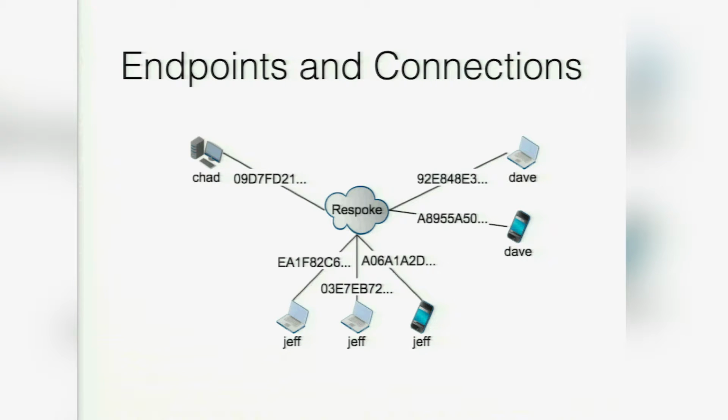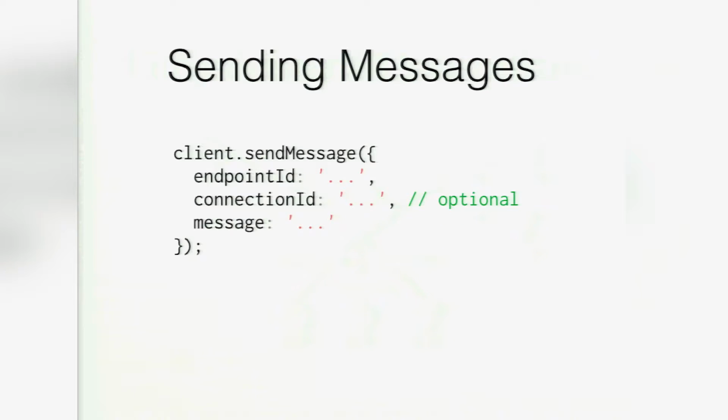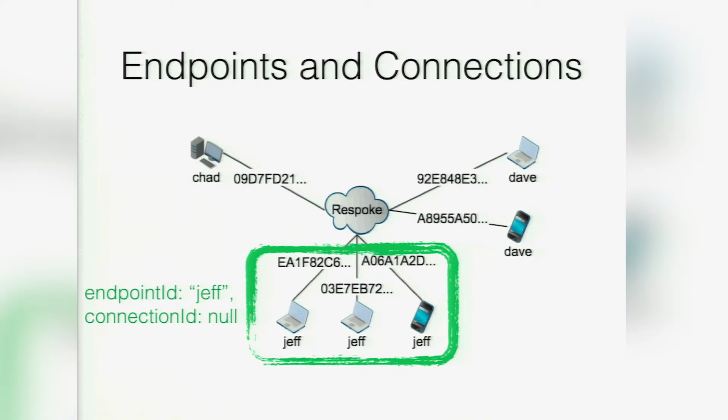The reason why that's important is that you can send a message to an endpoint ID without specifying the connection ID, and it will be delivered to all the endpoints that share that endpoint ID. So Jeff is really high tech with lots of devices. If I were to send a message just to the endpoint ID of Jeff, then it will be delivered to all 3 of those devices.